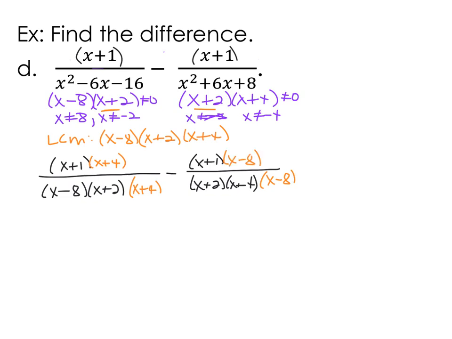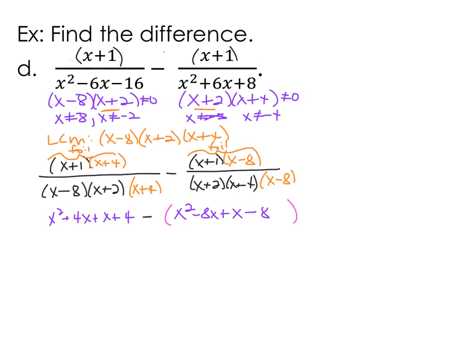Now remember, in this step, we have to simplify our numerators. So what we're going to do is take that first numerator and we're going to FOIL. The second numerator and we're going to FOIL. So let's see what happens. If I take that first numerator, x plus 1 times x plus 4, we're going to get x squared plus 4x plus 1x plus 4, and then minus, here's where it gets tricky. The second part needs to be in parentheses. If we FOIL the second one, we get x squared minus 8x plus x minus 8.